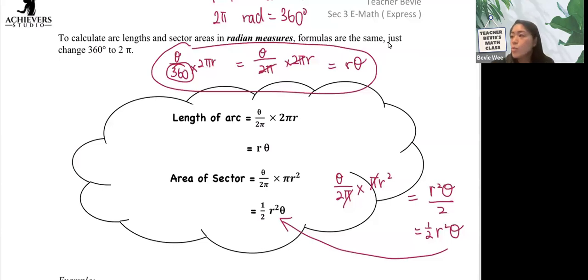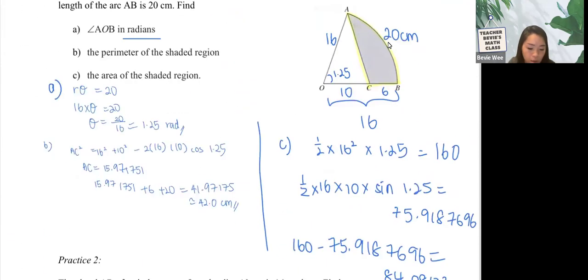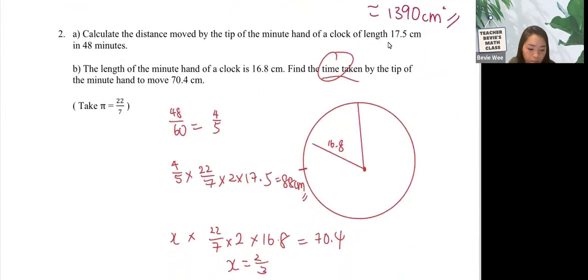All right, so basically, everything is still the same. Concepts-wise, everything is the same. Just that when you are dealing with radian, you have to change your calculator mode, most importantly. If not, your entire answer will be wrong. Okay?